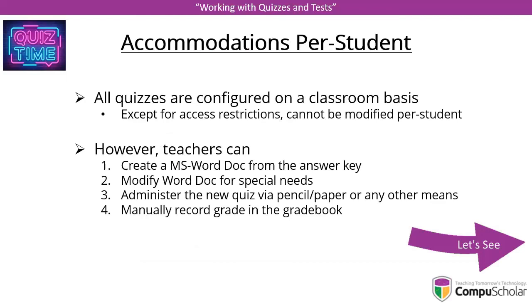and that is to simply create a Word document from the answer key PDF and then modify that Word document however they want to, and then administer that new quiz from that document either by printing it out and giving it to the student by pencil and paper, or electronically trying to administer those questions and answers through any other means that makes sense to that special needs student. And then when the student has finished the quiz or test, the teacher would grade that and then manually record the grade in the grade book. So let me show you that process very quickly.